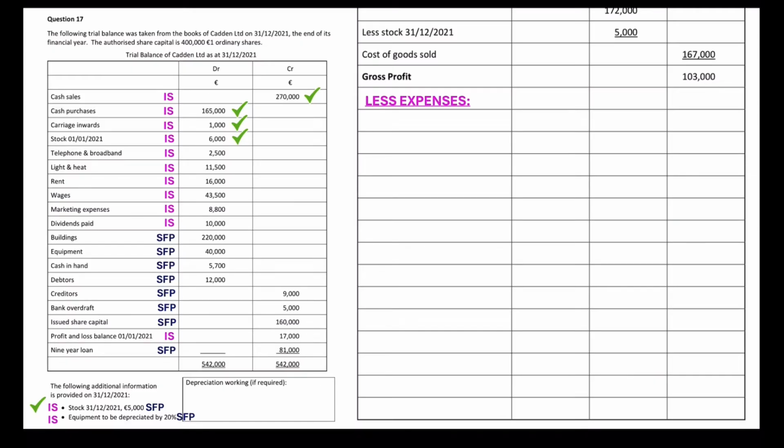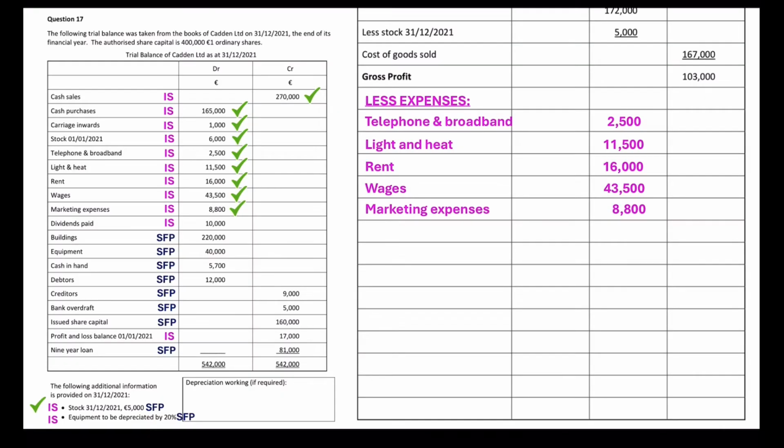So we're going to look back over to our trial balance now, and we're going to look at the next item that we haven't ticked off. So you'll see the first one there is telephone and broadband, €2,500. And it's a good idea to tick items off as you have entered them so that you know that you've put everything in. Light and heat then, €11,500. Rent, €16,000. Wages, €43,500. Marketing expenses, €8,800.